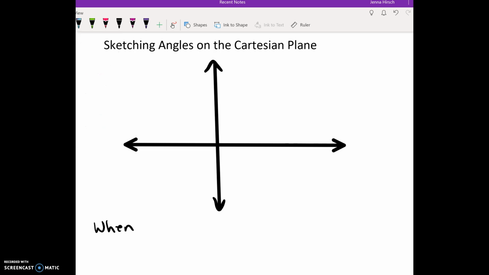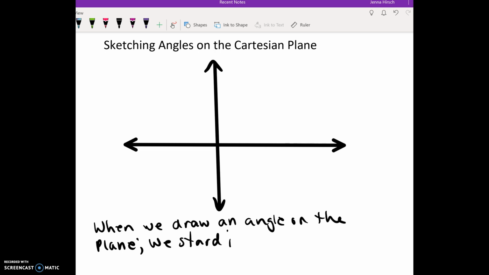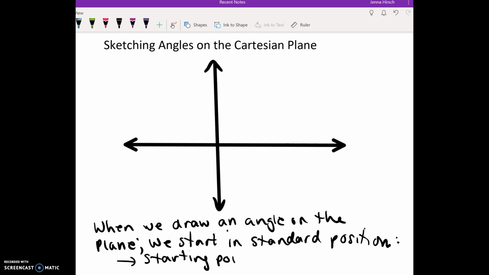So when we sketch an angle on the Cartesian plane, we start in what we call standard position. And standard position is defined to be the following. If the directions are to sketch an angle on the Cartesian plane, standard position means that our starting point will be the positive x-axis. What that means is the following.